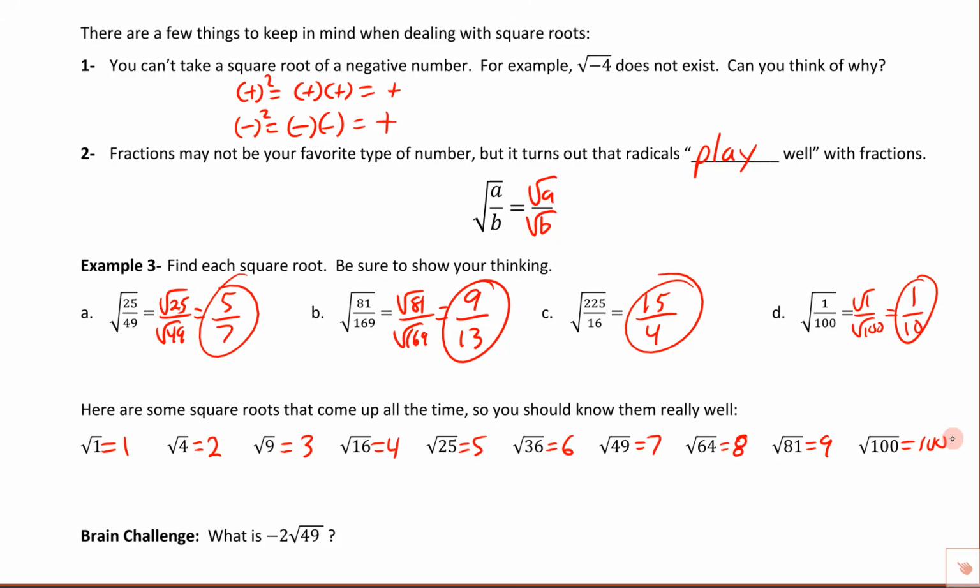Okay, let's take a quick look at the brain challenge right here. This is a -2 and then a radical 49, or the square root of 49. And remember, we know what this means if there's nothing in between two numbers. This means multiplication. This is implied multiplication. So this is -2 times whatever the square root of 49 is. Square root of 49 up here is 7. So the answer on this one is -14. We're going to be seeing more problems like that.